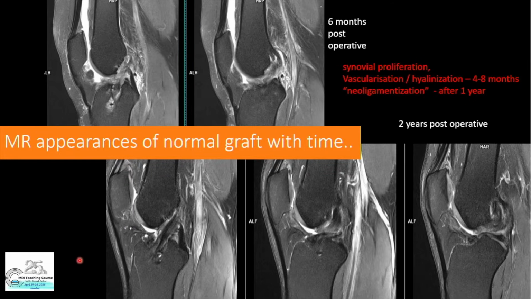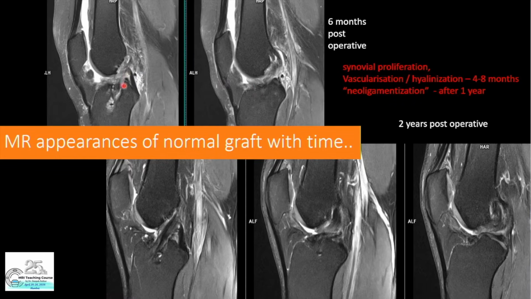Now this graft is going to change its appearance after it has been placed into the patient's body. Initially it will carry its own signal intensity from the native side, and then 3 to 4 months after the surgery it starts undergoing a process of neovascularization, also called hyalinization. This continues till about 8 months to 1 year after the surgery, and during that time the graft looks quite hyperintense on PD as well as PD fat sat images. So one should not jump and call it abnormal. This is a normal hyalinization phase of the graft.